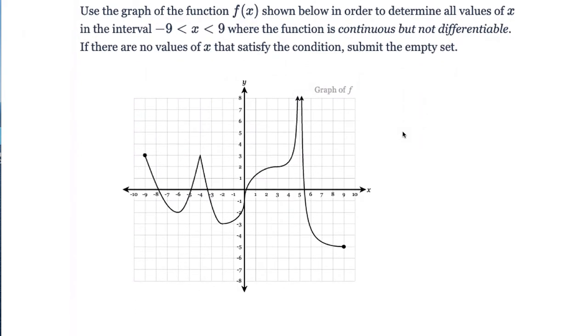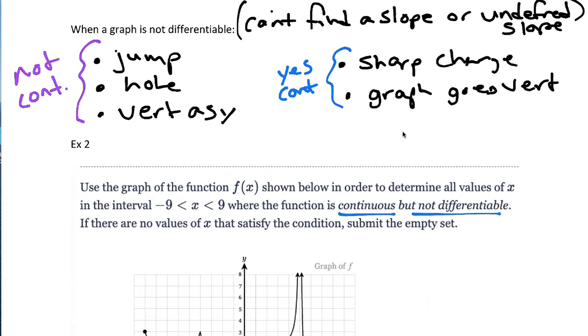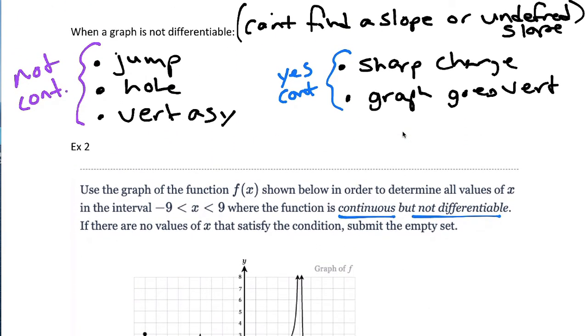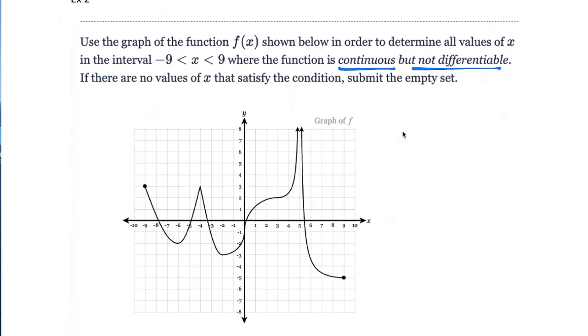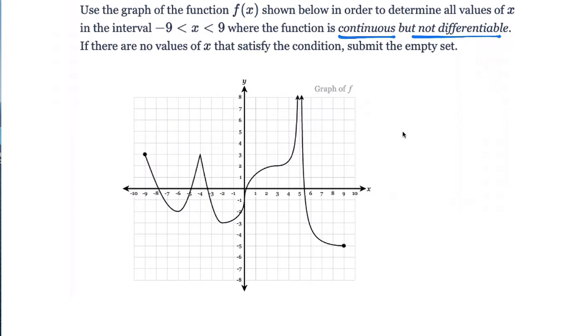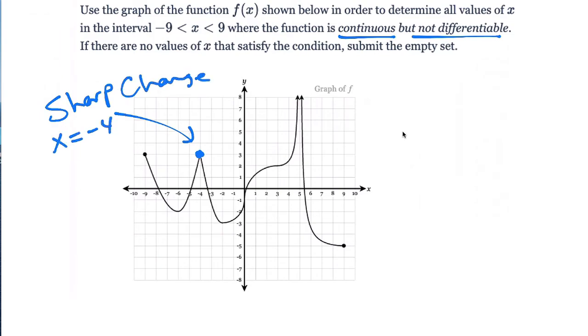So take a look at this problem. It says, use this graph, figure out where this function is continuous but not differentiable. Go back up to this list. If it's continuous but not differentiable, we're looking for sharp changes or when the graph goes vertical. We'll take a look at this, and right here, there's a sharp change when x is equal to -4.